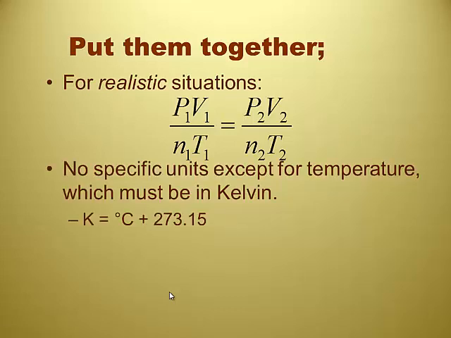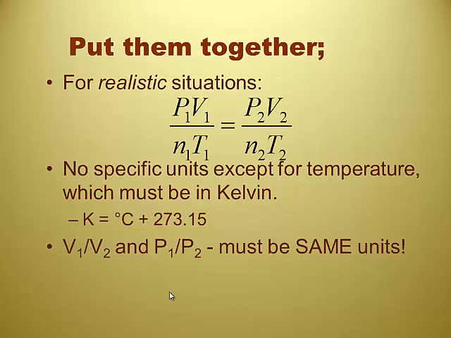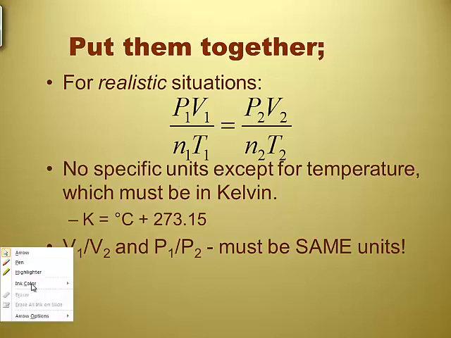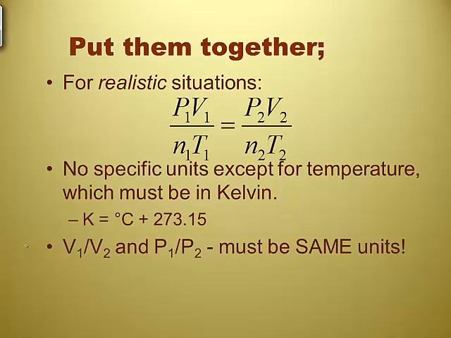So for realistic situations where more than two things are changing at a time, we've got P1V1 over N1T1 equals P2V2 over N2T2. We have to make sure that the variables given in the problem get put into the right spots, and that they're in matching units. They don't have to be in specific units except for temperature, but they do have to algebraically cancel. If one unit of pressure is in atmospheres, the other has to be in atmospheres also, because otherwise, if one's in atmospheres and one's in millimeters of mercury, the units won't cancel. That's a big whopping algebra problem, but as long as you put things in the right spot, you're okay.